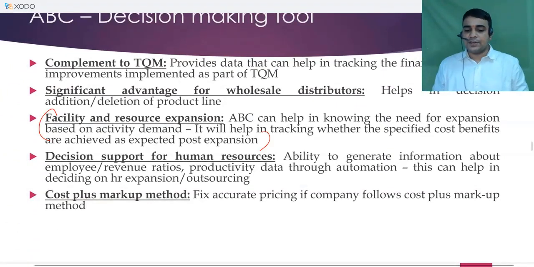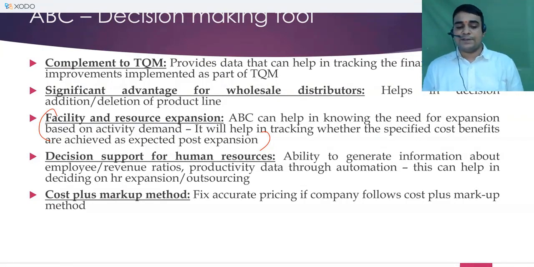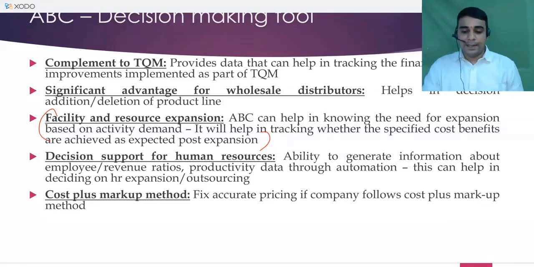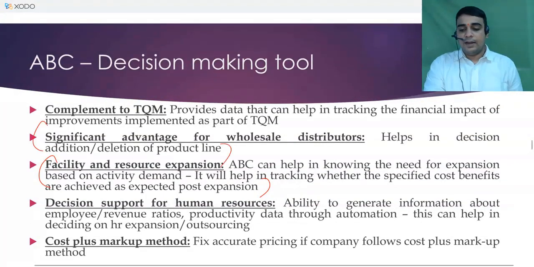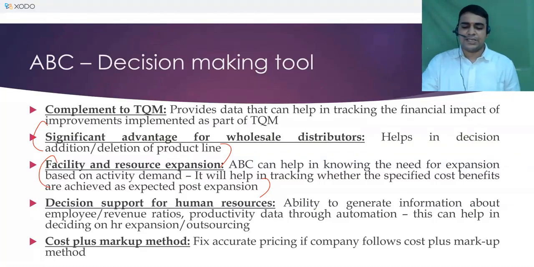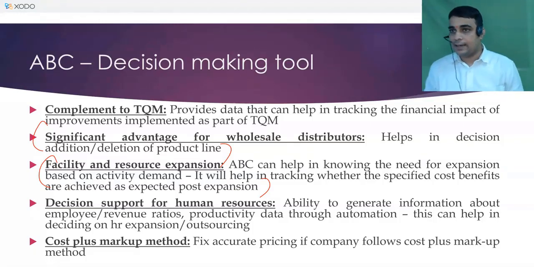Facility and resource expansion. ABC can help in knowing the need for expansion based on activity demand. It can help in tracking whether the specified cost benefits are achieved as expected post expansion. So one is facility and resource expansion. That's an area where this will play a part. Second, it helps in decisions relating to addition or deletion of product range. So that's the second area where it can help.